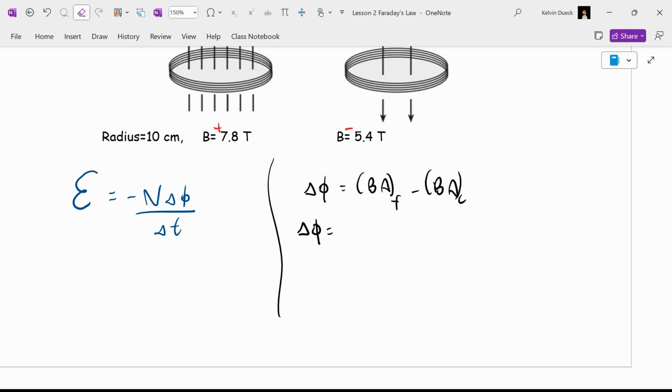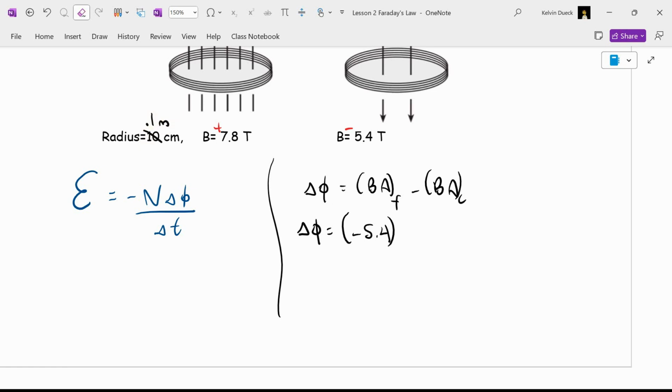Negative 5.4. Isn't that what you wrote? You put a big, huge negative in red in front of it, didn't you? Negative 5.4. Area. Did they give me the area? Sometimes they'll give you the area in square meters. You can just plop it down. Here again, they gave me the radius. And in fact, it says 10 centimeters. Nice try, Mr. Dueck. 0.1 meters.